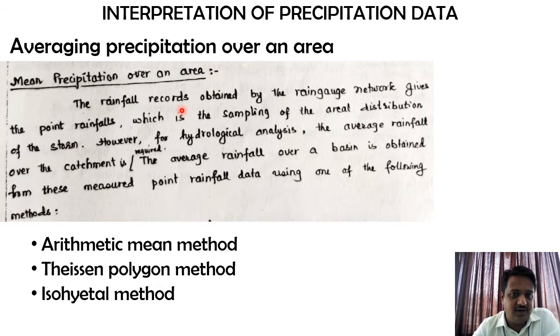The rainfall records obtained by the rain gauge network give the point rainfalls, which is the sampling of the areal distribution of the storm. However, for the hydrological analysis, the average rainfall over the catchment is required. The average rainfall over the basin is obtained from these measured point rainfall data using one of the following methods.